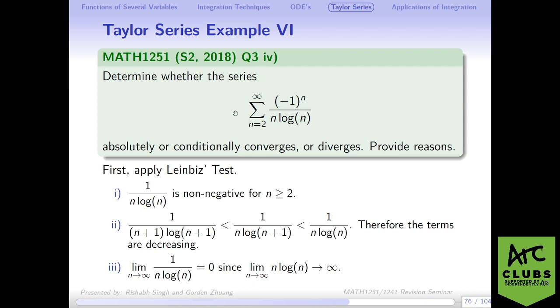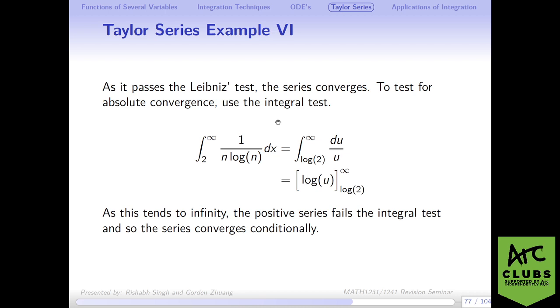So now we check for absolute convergence. Now we have to test whether this converges. And this looks similar to before, so we can use the integral test again. But now here we have log on the bottom instead of log squared. So that becomes 1 over u. And when we integrate 1 over u, that becomes log u, which is not bounded when n goes to infinity. So this integral is not finite, which means it fails the integral test. And so this series does not converge absolutely, which means it converges conditionally.